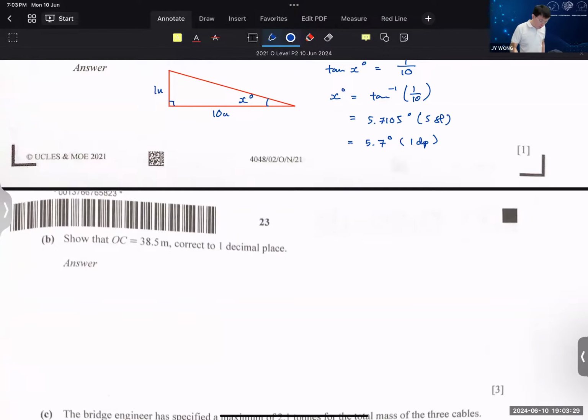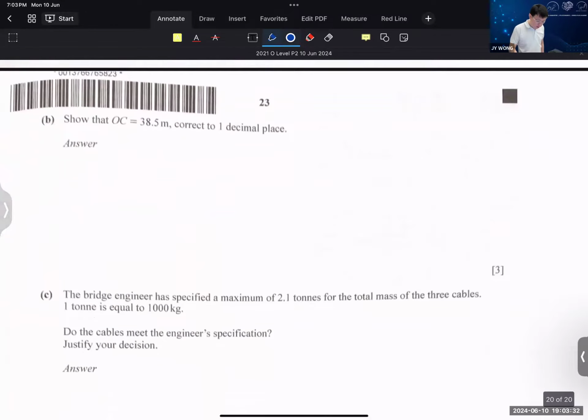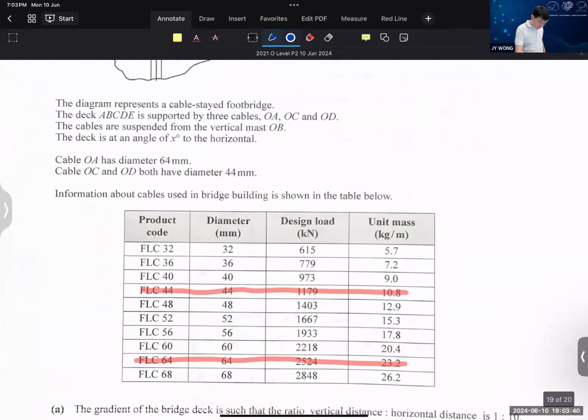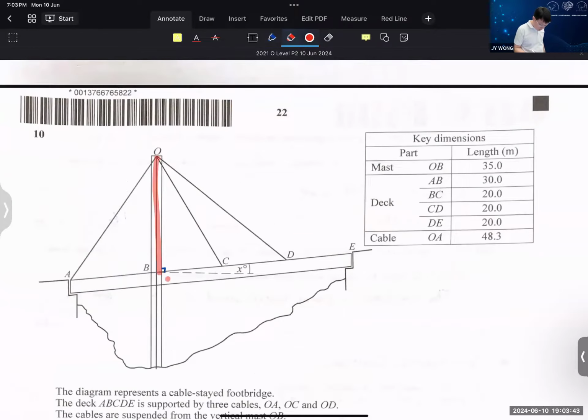Next, they ask you to show that OC must be 38.5 meters correct to 1 decimal place. And this is where students don't understand what the question is asking for anymore. Go and draw out the shape. You have OC. You have something like this. Correct? So there's a line OC over here. So there is something that goes like this. So which triangle are you looking at? You are looking at the triangle OBC. That's the triangle that you're looking at. So that's the triangle that you ought to draw out.